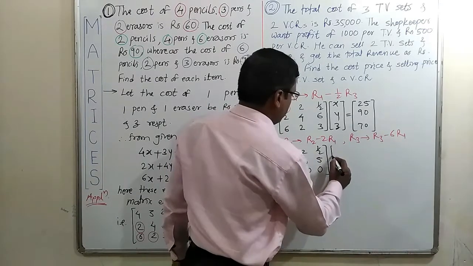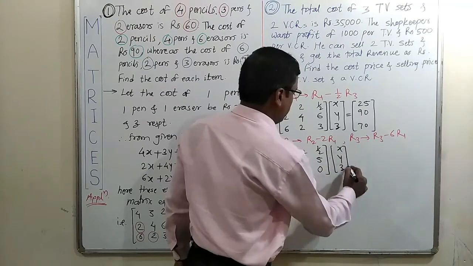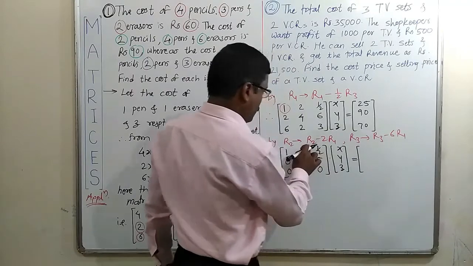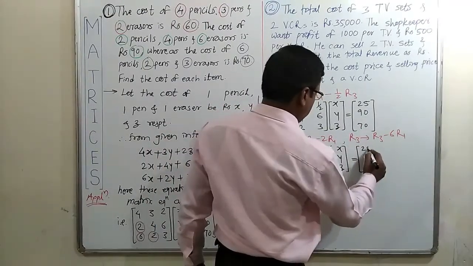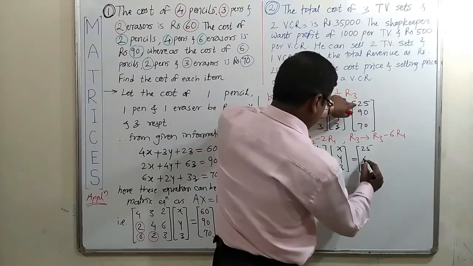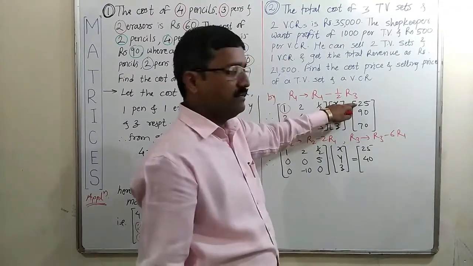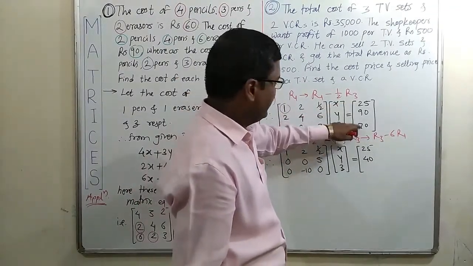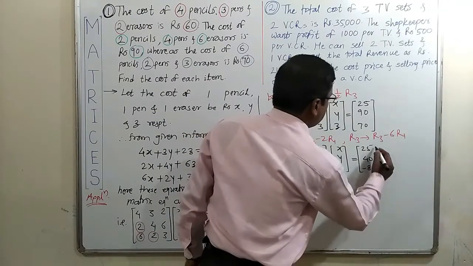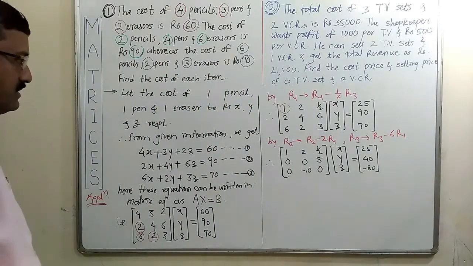Then into X, Y, Z equal to 25. R1 is the same. R2 minus twice R1. R2 minus twice is 50, so 40. R3 minus 6 times of this. 6 times of this will be 150. So 70 minus 150, it will be minus 80.